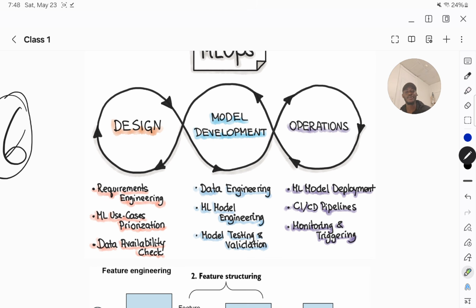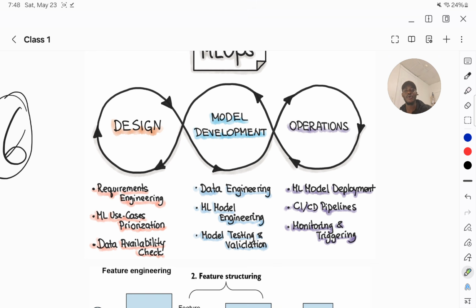During the model development phase, the data engineer will make sure that the data is clean before it's fed into the model. And then the ML model engineering involves the choice of model, the choice of the algorithm that you use. And then after engineering the model, we go to the next phase, which is called model testing and validation. Before you deploy your model publicly, you have to test.